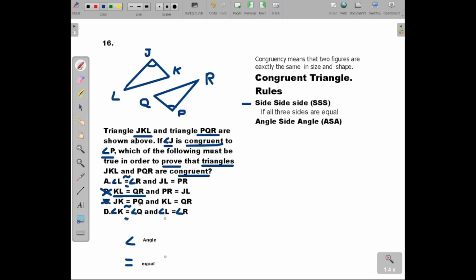Now for option D, this says that all angles are equal. If that would be true, that does not mean that the triangle is congruent. Congruency means that two figures or more are exactly the same in size and shape. These triangles could have the same angles, but they could have different size. One could be bigger, so D cannot be the right answer.